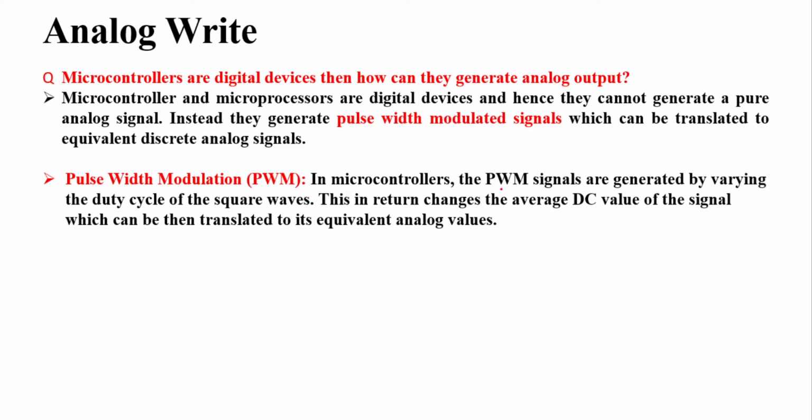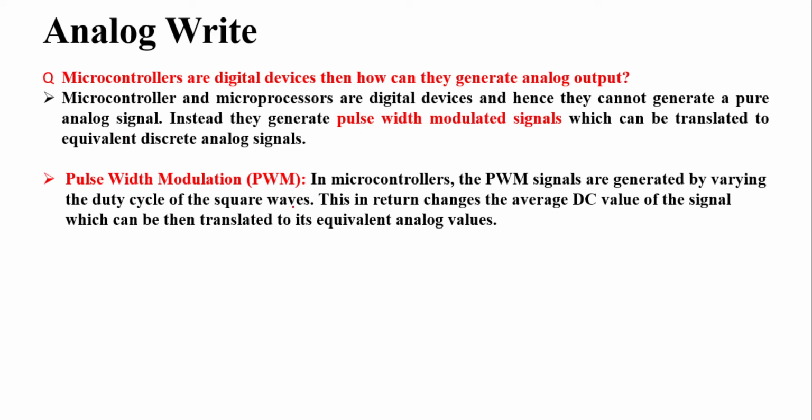Pulse width modulation or PWM signals, in short, are generated by varying the duty cycle of square waves. I hope you know the concept of duty cycle. Otherwise, you can go to my channel and I have discussed duty cycles in one of my lectures.